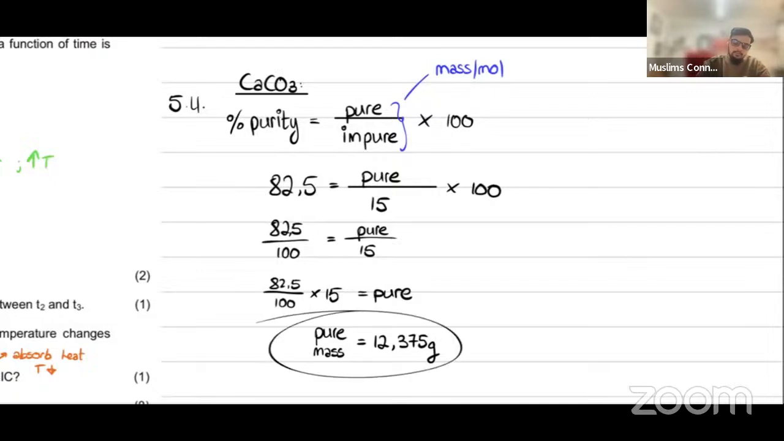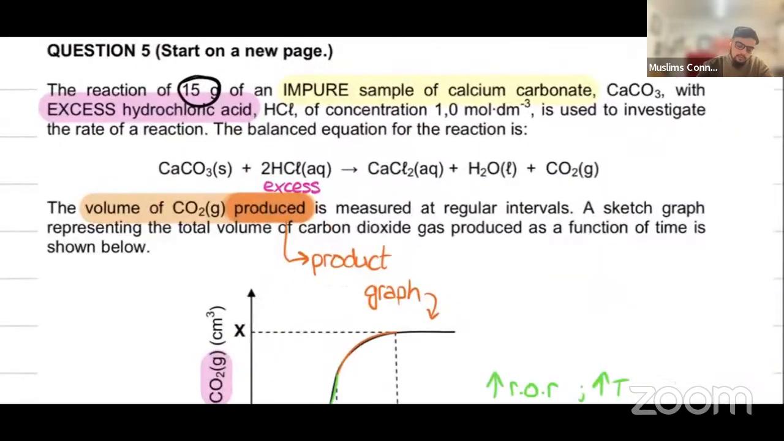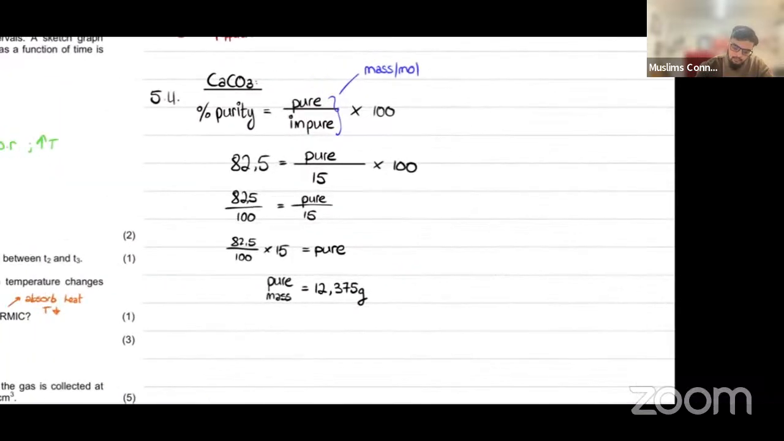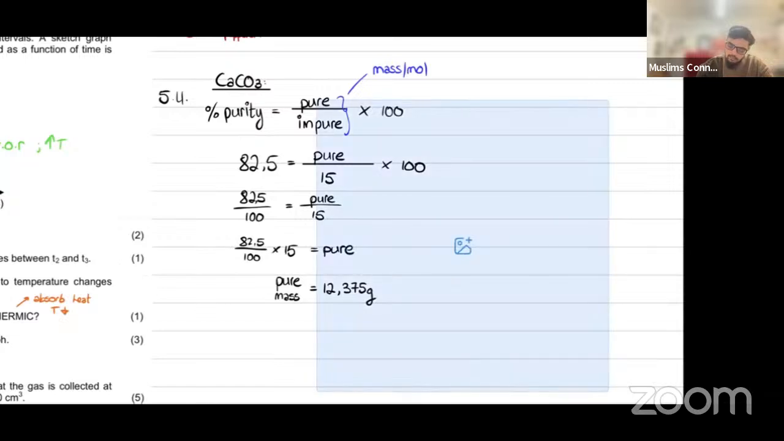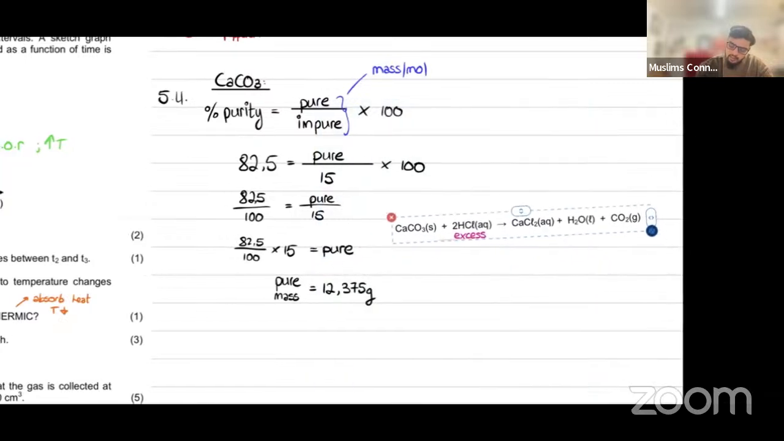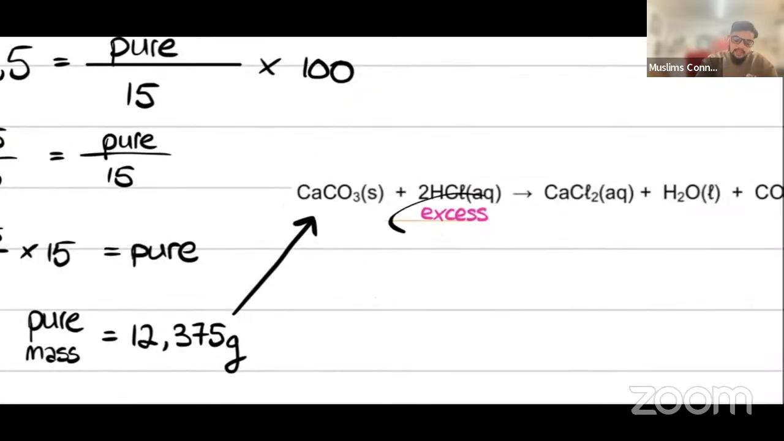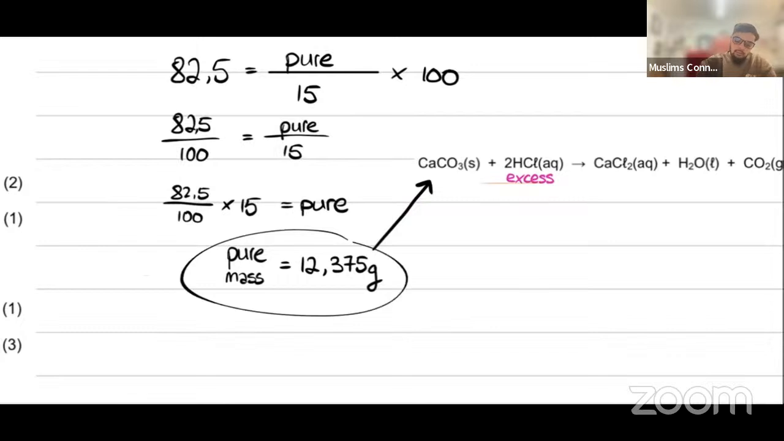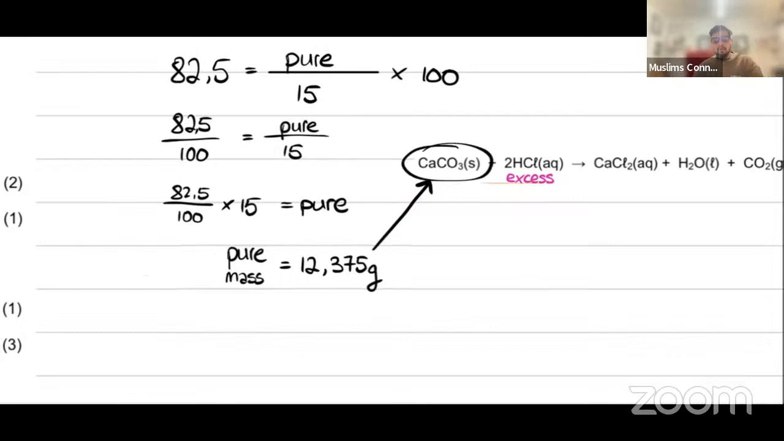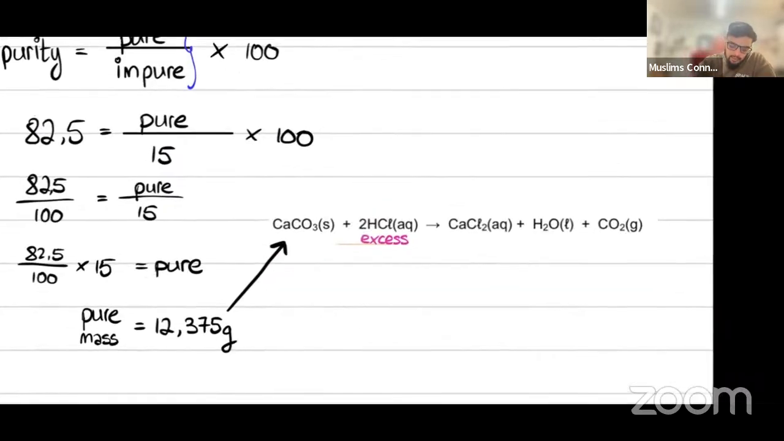So let me take this formula with me. What have I done here? I have calculated the pure mass of CaCO3. Remember, this HCl is in excess, so all of the CaCO3 will react, meaning all of the pure mass. So we know for sure that 12.375 grams of CaCO3 has reacted. So now what do I need to do?